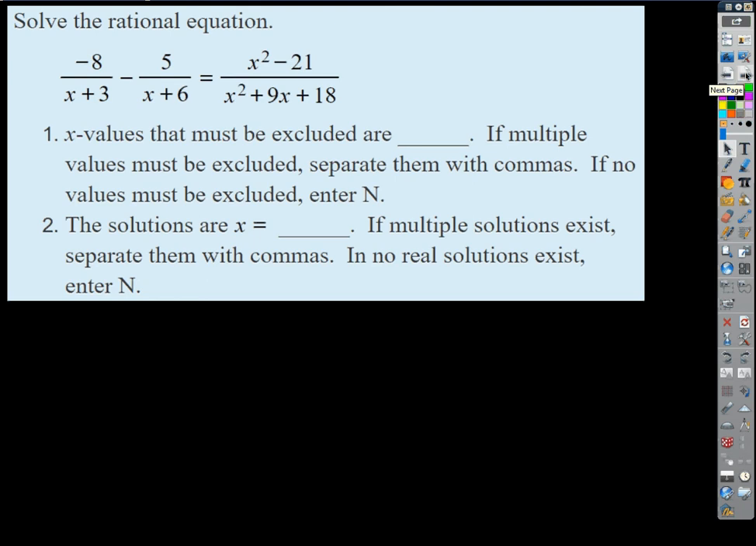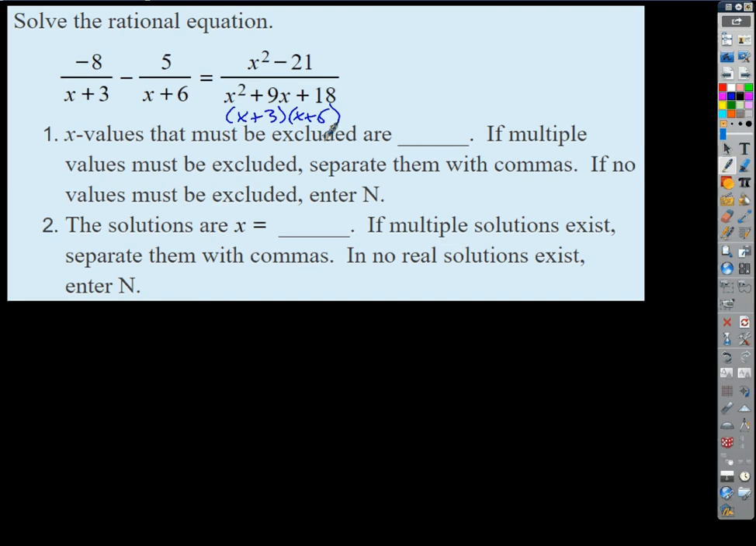So first of all, let's look at this quadratic expression in the denominator. And let's see if we can write it in factored form. So are there magic numbers that multiply to 18 and add to 9? 6 and 3. Yeah. So this breaks up into x plus 3 times x plus 6.